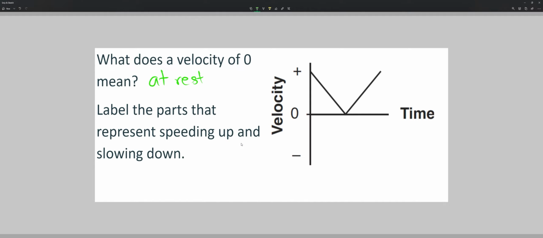And so now the question here says, we'll label the parts that represent speeding up and slowing down. It might be hard to look at this without numbers. Well, you can assign numbers here. So let's say this is 5, and then 4, and then 3, and then 2, and then 1. If you look at the first half here, you'll see that my velocity goes from 5 to 4, to 3, to 2, to 1, and then 0, which essentially means that you're slowing down. So this part means that you're slowing down.